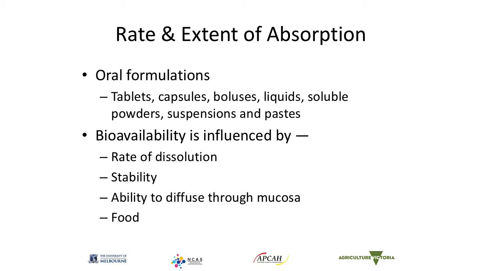For oral use, bioavailability is influenced by more factors, including the rate of dissolution, the stability in the GI tract, the drug's ability to diffuse through the mucosal barrier, and the time of feeding relative to dosing. A high intravenous priming dose, particularly of bacteriostatic agents, can be used to rapidly establish therapeutic levels. These oral formulations may be tablets, capsules, boluses, liquids, soluble powders, suspensions or pastes, and the bioavailability can vary with that formulation.